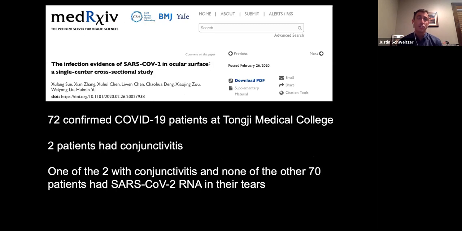We look at this study published in February of 2020. These were 72 patients confirmed with COVID-19. This was in China again. 2 out of the 72 had conjunctivitis. 1 of the patients with conjunctivitis had it found in the tears when they took a sample, and of the other 70 patients diagnosed with COVID-19, none of it was found in the tears. So again, very low percentage in the tears.